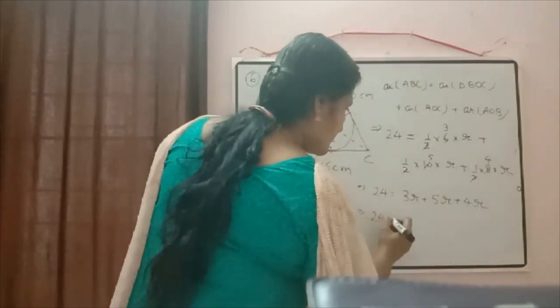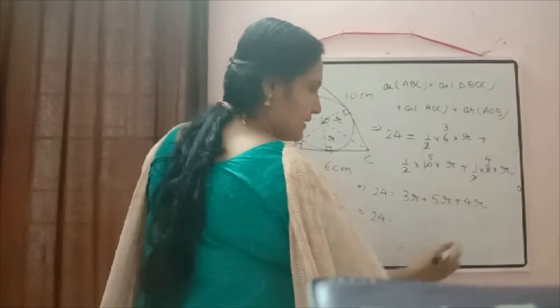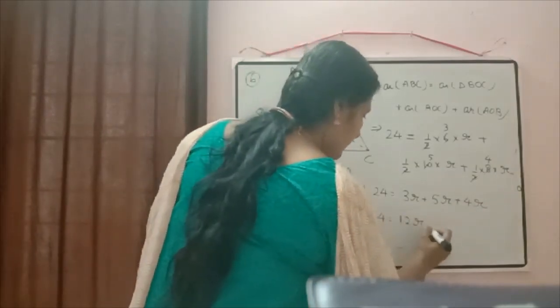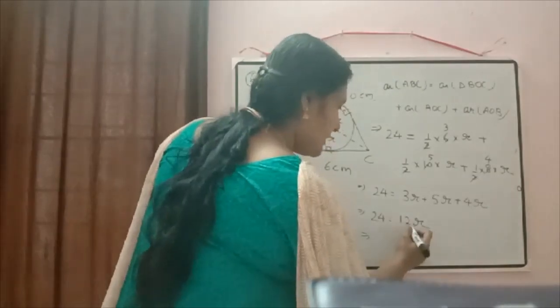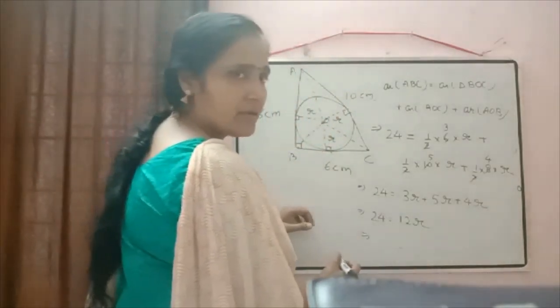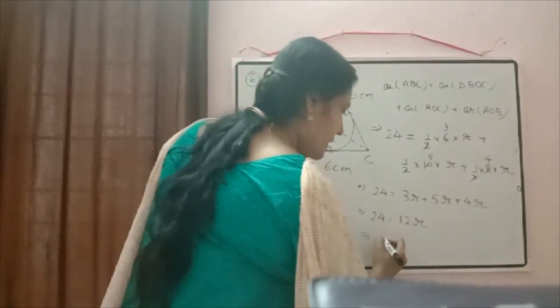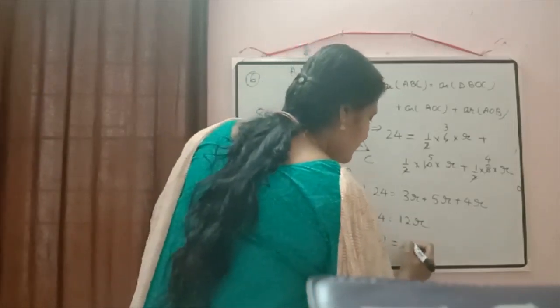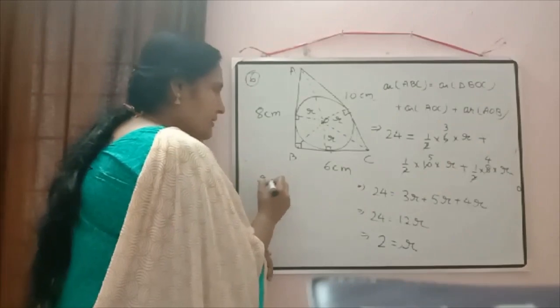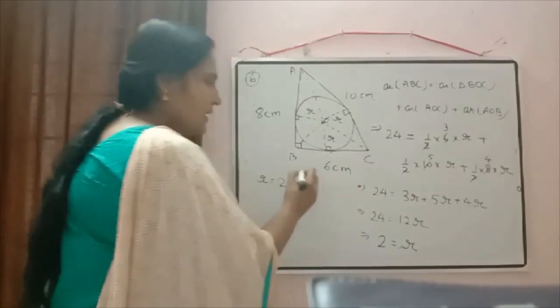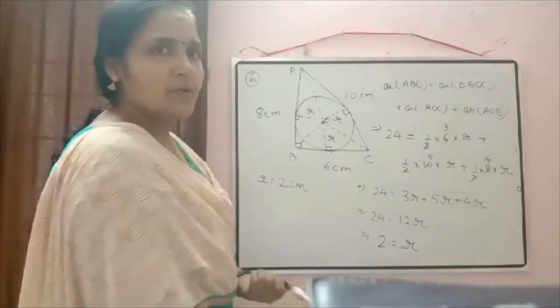So 24 is equal to 5 plus 3, 8 plus 4, 12. So 12R. 12 we can shift here, then it will be equal to 24 divided by 12. And what is 24 divided by 12? Yes, 2. So we are getting here R is equal to 2. R we have taken radius only. So we got here radius is equal to 2 centimeters.